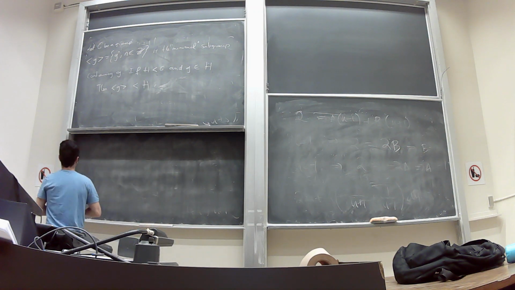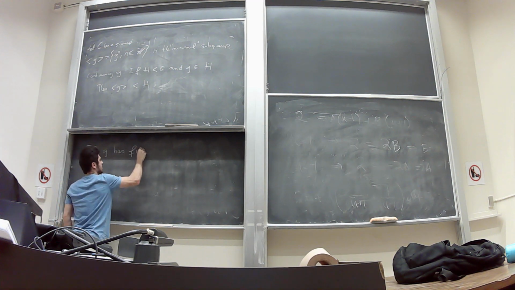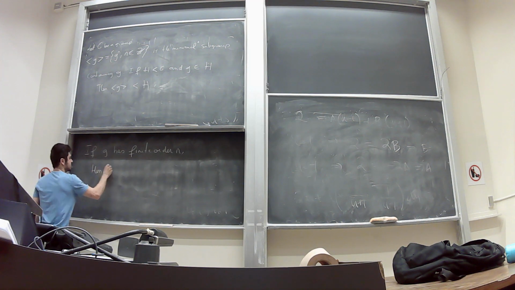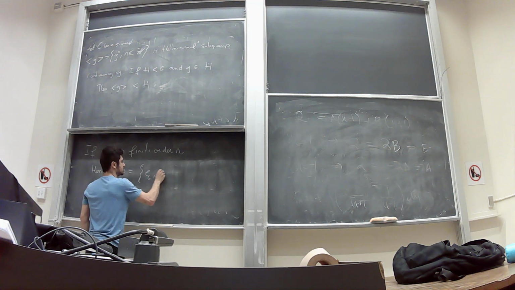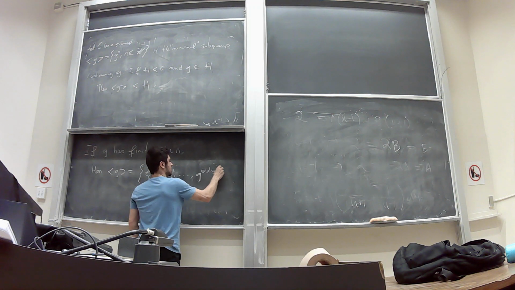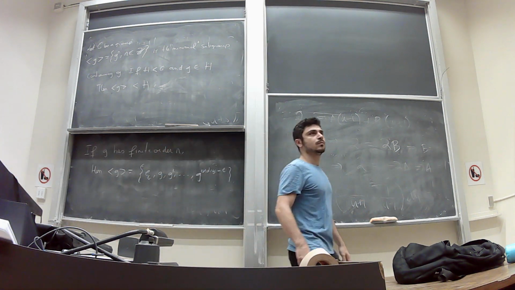Now, if G has finite order n, then the subgroup generated by G is just the identity, G squared, and so on, right? That should be clear, because any power, is that clear? Then all the powers must be distributed. Right? I mean, you know.